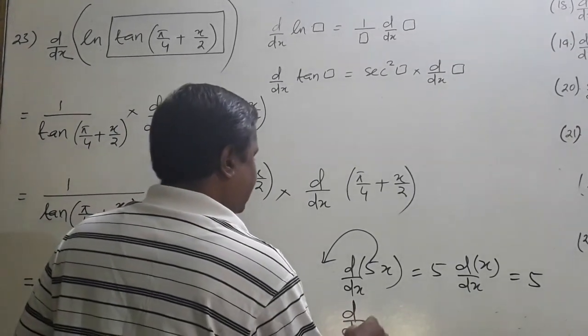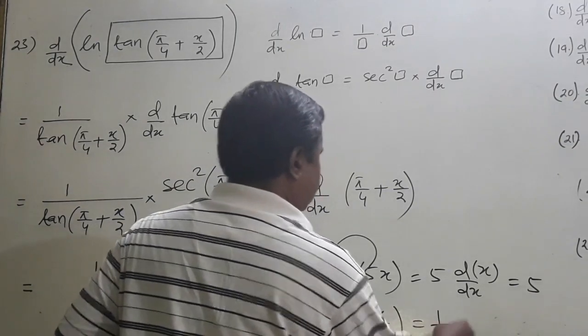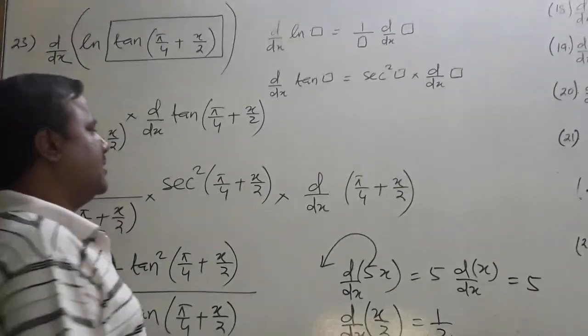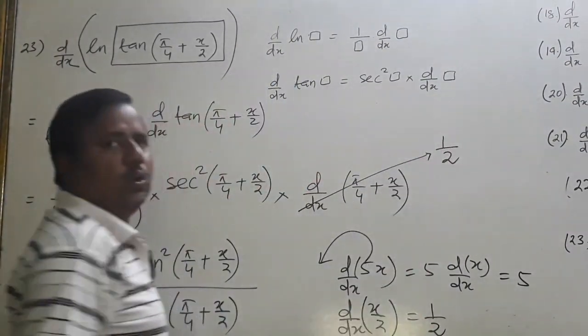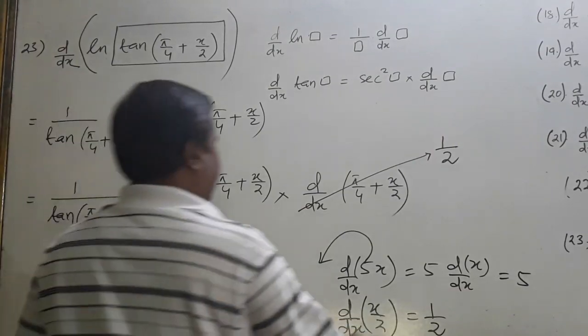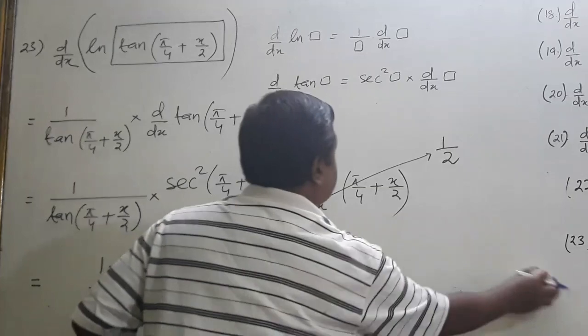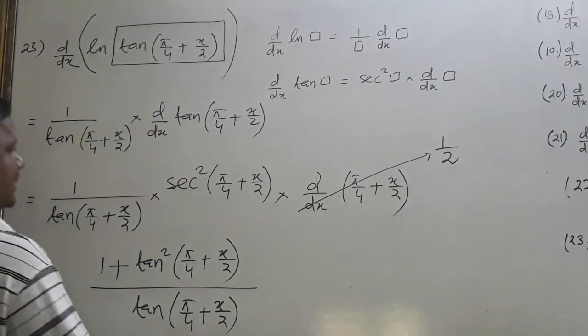Similarly, what is d by dx of x by 2? It is clearly 1 by 2 will go outside. D by dx of x is 1. So this answer is what? 1 by 2. Now, look at here. What is the answer of pi by 4 plus x by 2? So our answer is half.